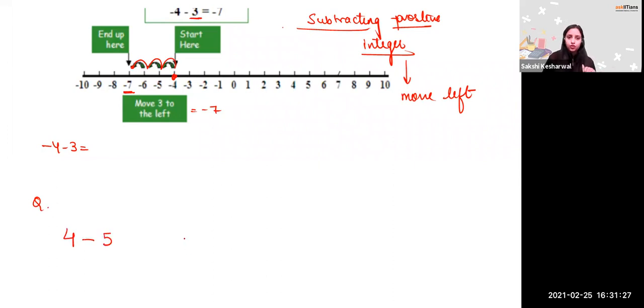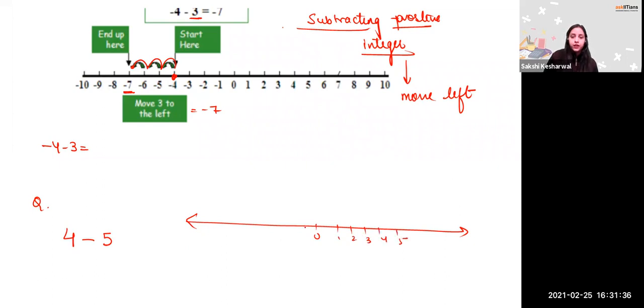If I give you a question like 4 minus 5, you're subtracting a positive integer. So you make a number line: 0, 1, 2, 3, 4, 5, and -1, -2. You start at 4. Now you are subtracting a positive integer, so you move left, not right. Moving left 5 steps: 1, 2, 3, 4, and 5. You reach -1. That's your answer, right?